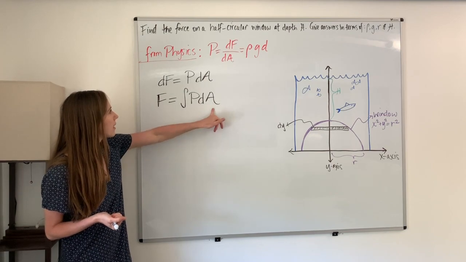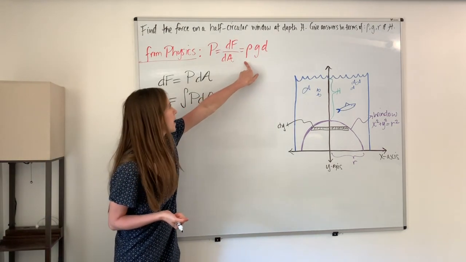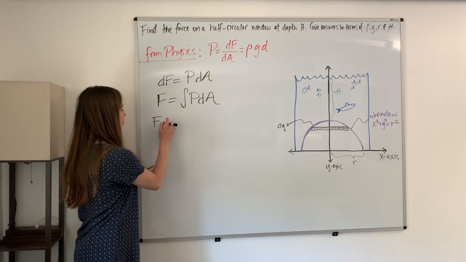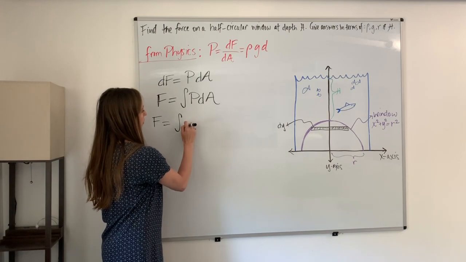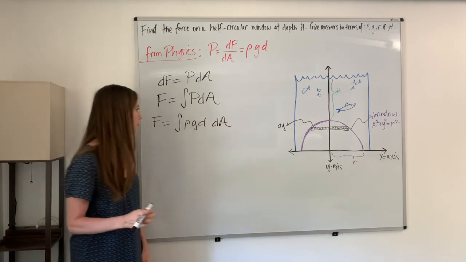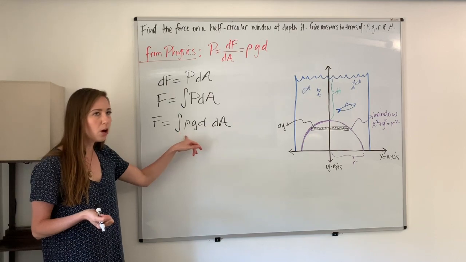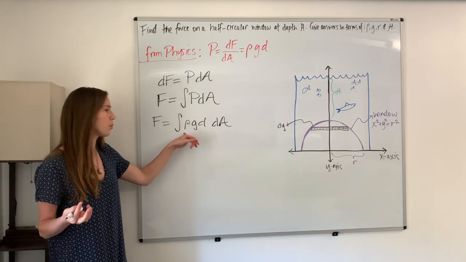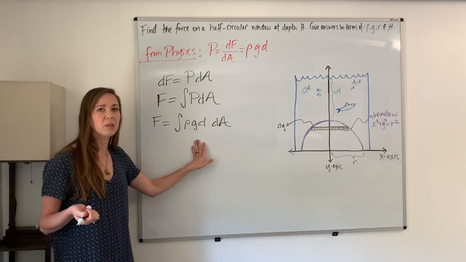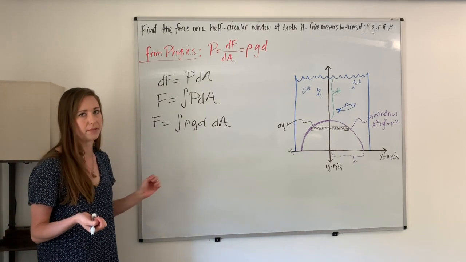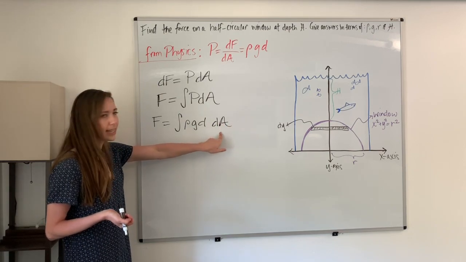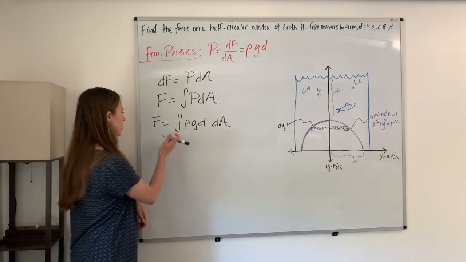Now we've got P dA. It will help us if we rewrite P as rho times gravity times the depth. So now we have the force is equal to the integral of rho times gravity times the depth dA. As I mentioned, rho is the letter for the density of water, and this is gravity. Those are constants, and when we go to integrate this, we can pull them outside of the integral. But we need to figure out what d is, and we need to figure out what dA is. First, let's do d.